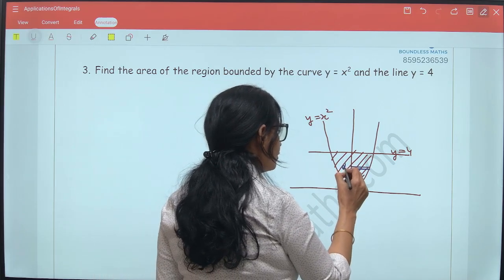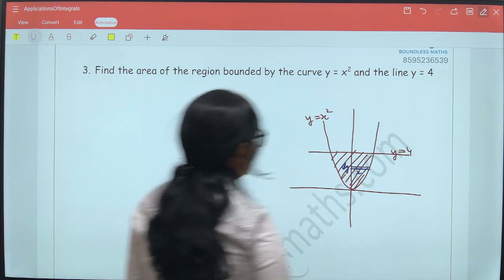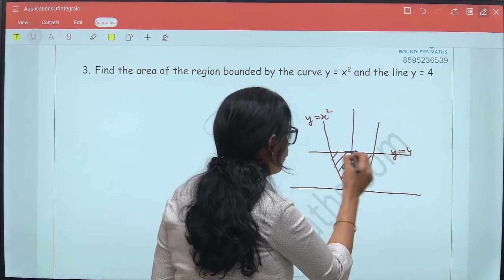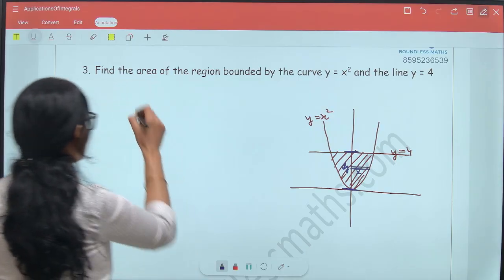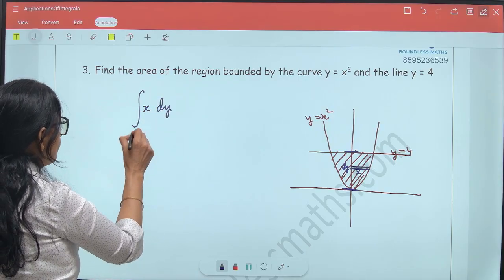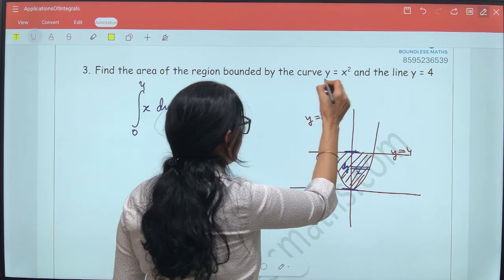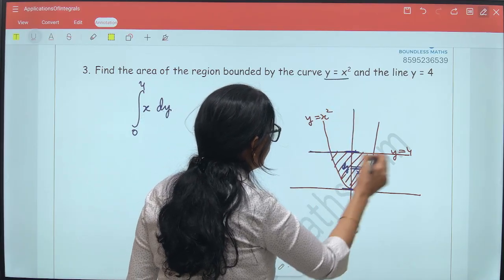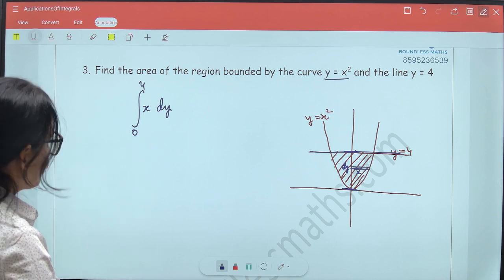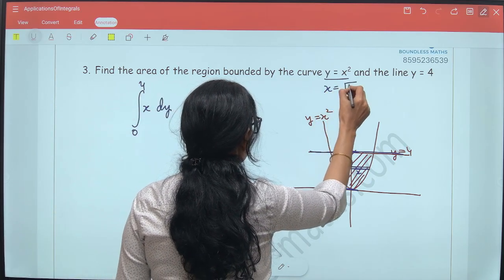This is what? Dy and this is x. And what are the limits for y? Y is bounded between 0 and 4. So that means you need to integrate x with respect to y bounded from 0 to 4. This x needs to be replaced from the equation of the parabola. So here x is equal to square root of y.